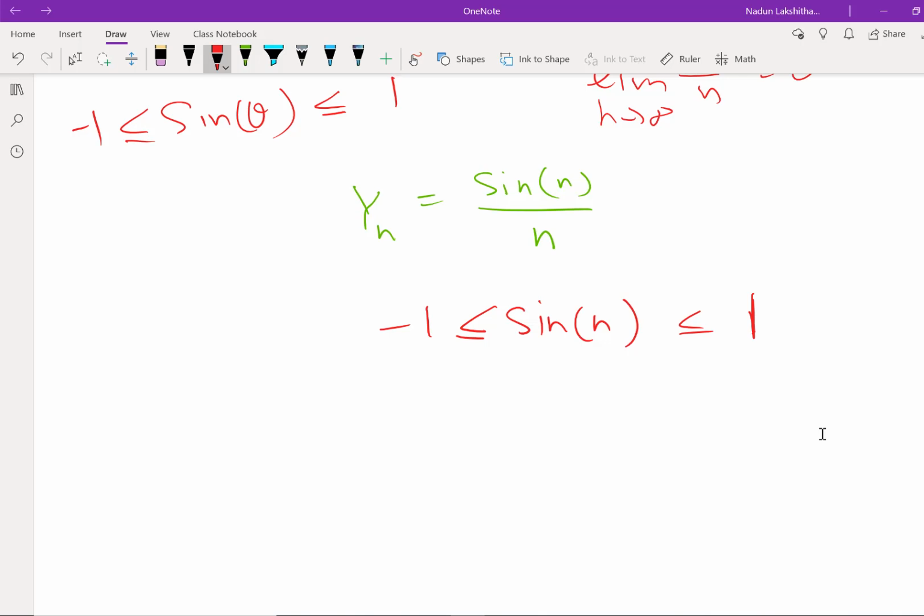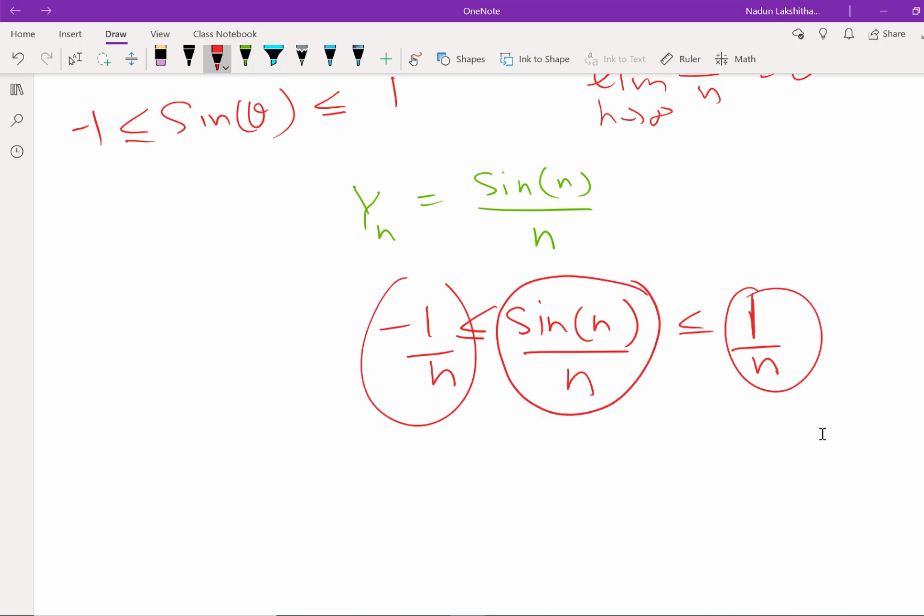Well, n is a positive number, right? So let's divide the inequality by n. It will not change the inequalities because n is a positive number. So apparently sine n over n is between negative 1 over n and 1 over n. Okay, so isn't that wonderful?